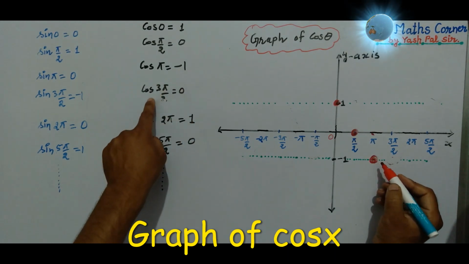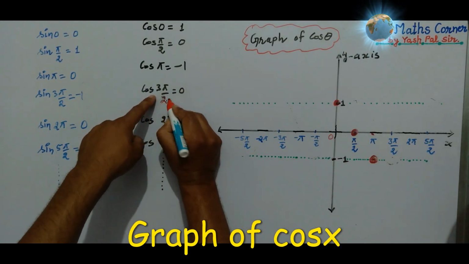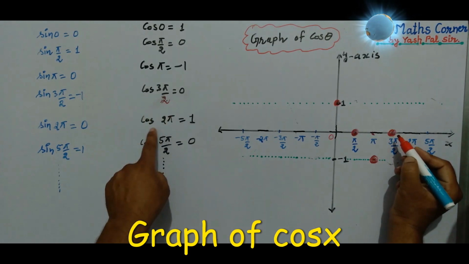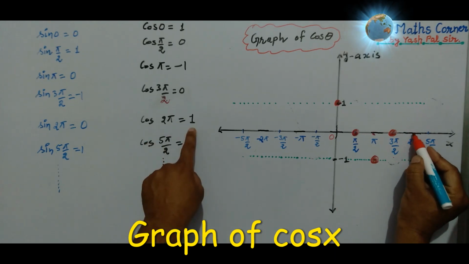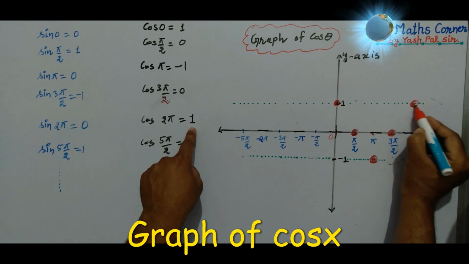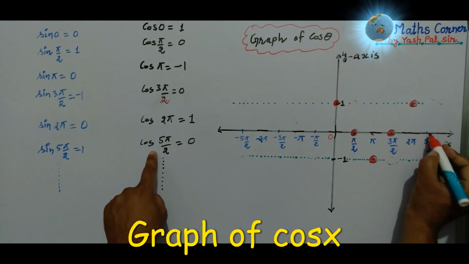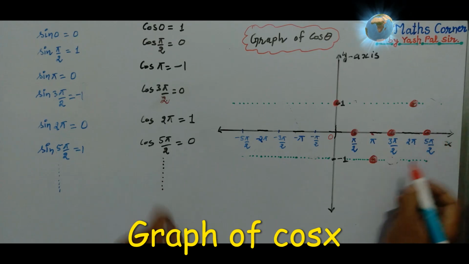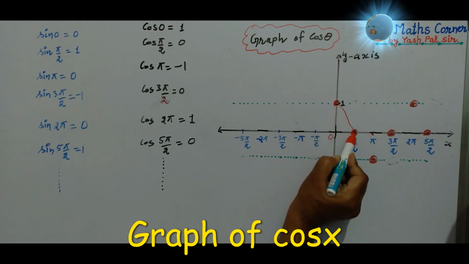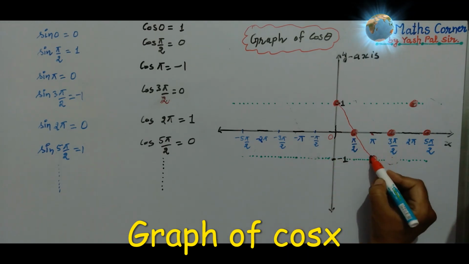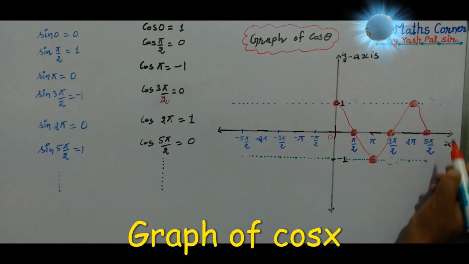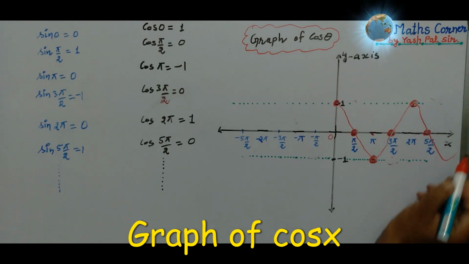Next is cos 3 pi by 2. 3 pi by 2 value is 0. So this is the point. Next cos 2 pi, at this the value is 1. That is this point will be there. Cos 5 pi by 2, again we have 0. Now we are joining these points this way. Like this we are joining the points. Okay, like this will be the graph.